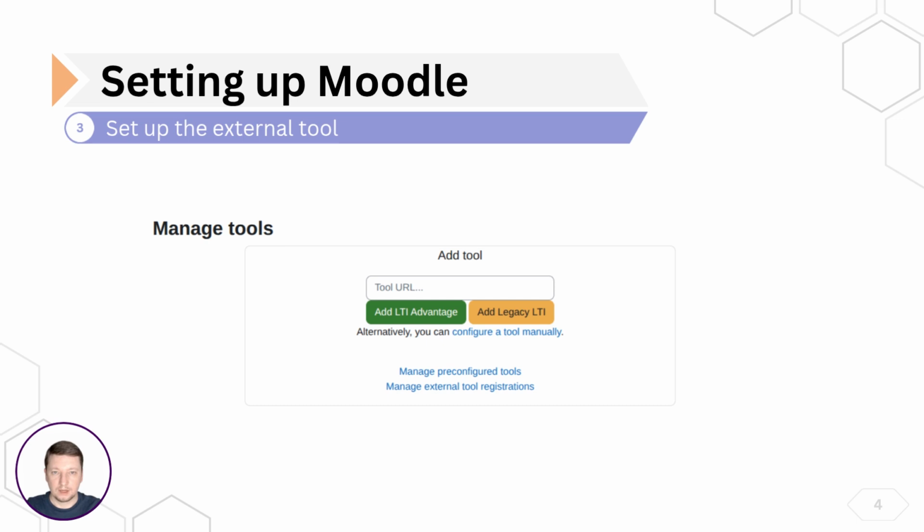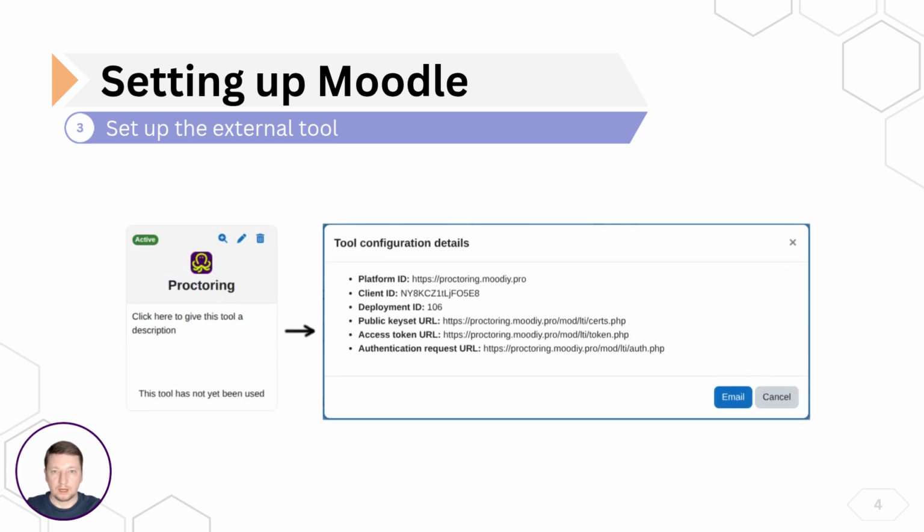Next, you should set up the external tool in the Moodle plugins settings. To register the tool, enter the URL provided by the proctoring system and click the Add LTI Advantage button. After that, the new tool card will appear in the list below. Usually, you need to adjust a few parameters in the tool. See the text version of the guide for details. After that, use the configuration details to set up the integration on the proctoring system. Ask our customer care team for assistance.